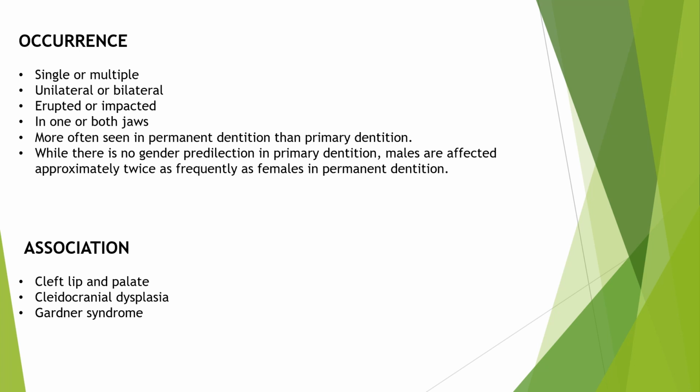Supernumerary teeth can be seen as single or multiple, erupted or impacted. They can be seen either in one jaw or both jaws together, in both primary and permanent dentition, but more frequently in permanent dentition. There is no gender predilection in primary dentition, but in permanent dentition, males are affected approximately twice as often as females. Now let's see the associations of supernumerary teeth. They are mostly associated with cleft lip and palate, cleidocranial dysplasia, and Gardner's syndrome.